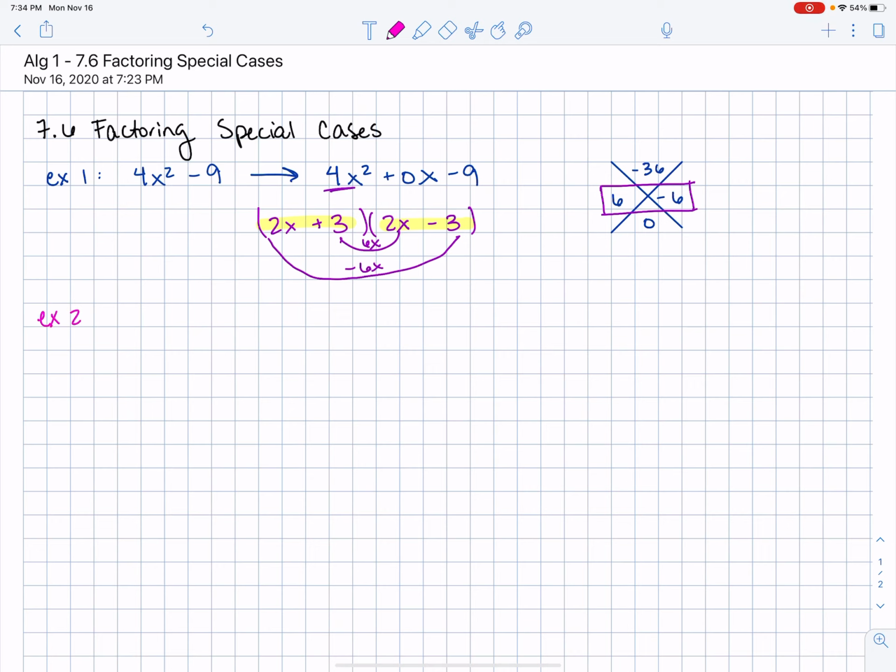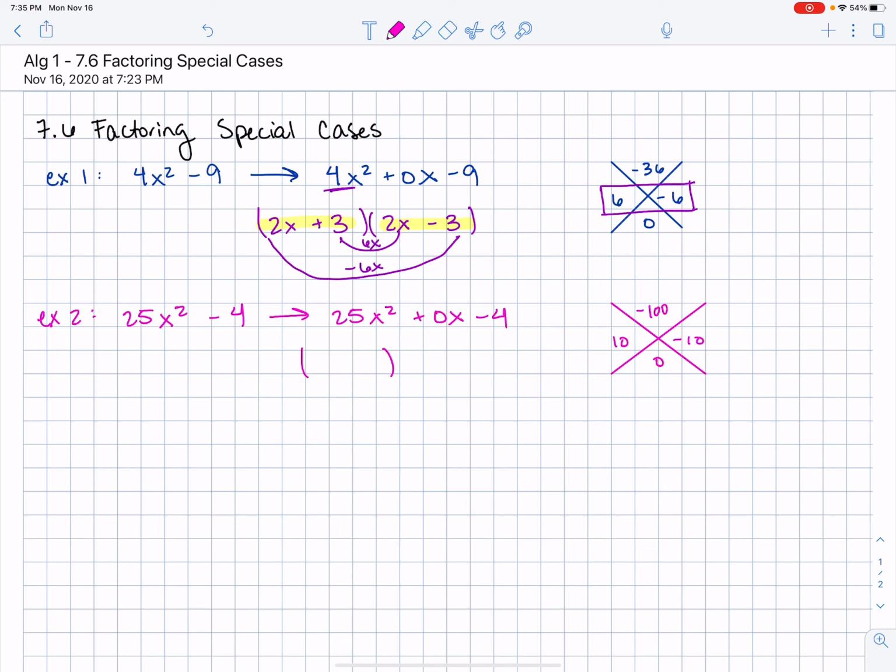All right, example 2 on this one: 25x squared minus 4. Things I want to point out is that 25 and 4 both have some perfect squares there. So I'm first going to write this one out as 25x squared plus 0x, that middle term is kind of missing, it's invisible, minus 4. And again, now that it's in a trinomial form, we can use our diamond method, negative 100 at the top, 0 at the bottom. Those two factors are 10 and negative 10.